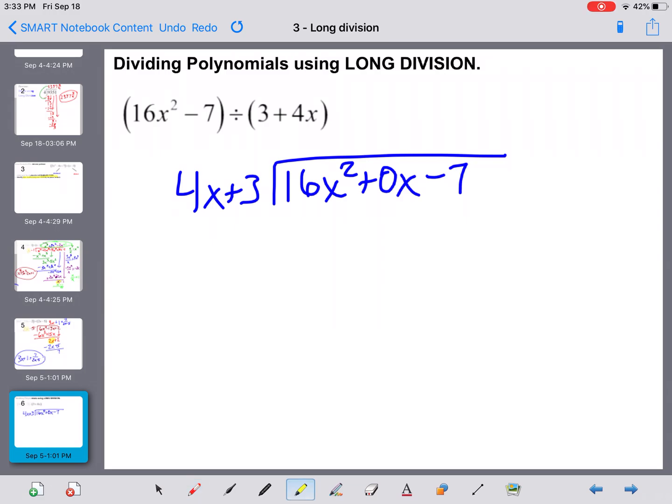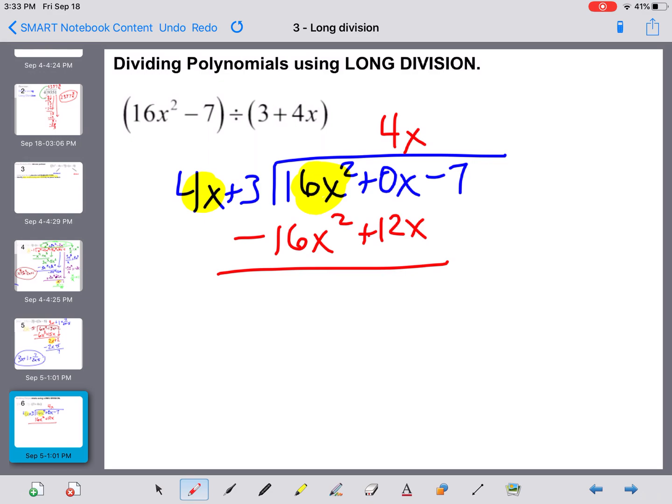So we're looking at how many times does 4x go into 16x squared. So that is going to go in 4x times. We distribute 4x into 4x plus 3. We're going to get 16x squared plus 12x. We need to flip our signs on everything. So we're going to say minus 12x now. We bring down our 7, negative 7.